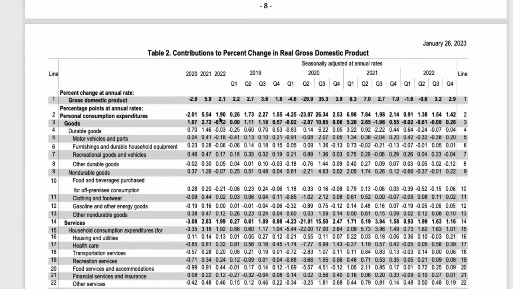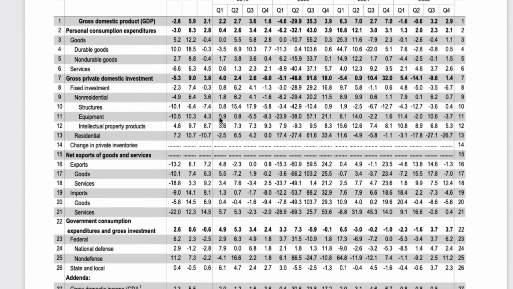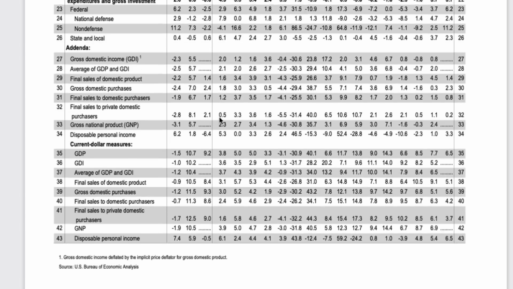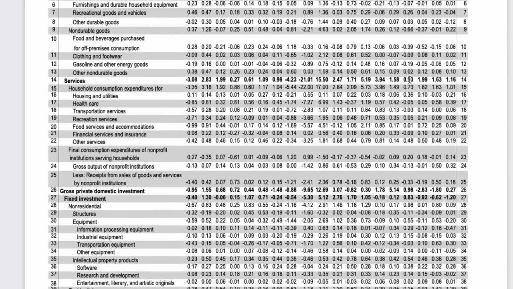There were a number of questions of how I got the numbers that I got, the contributions towards GDP. It is from Table 2. Table 1 is the percentage change in each of the components, but it's not the contribution to the GDP. If GDP was 2.9%, where did we get that 2.9% from? Well, 1.42% of the 2.9 of GDP came from consumption, etc., etc. So Table 2 is where I get those numbers from.